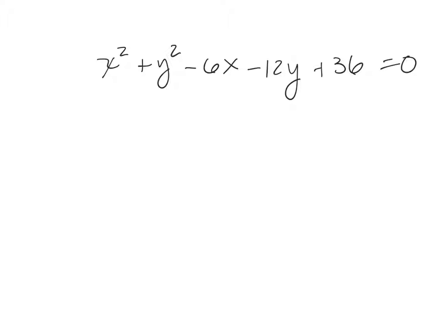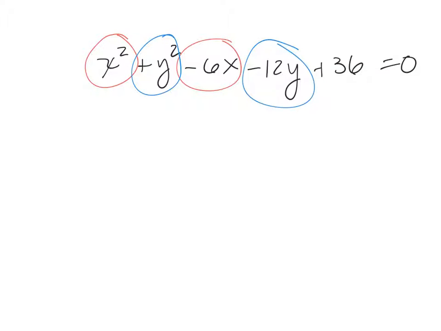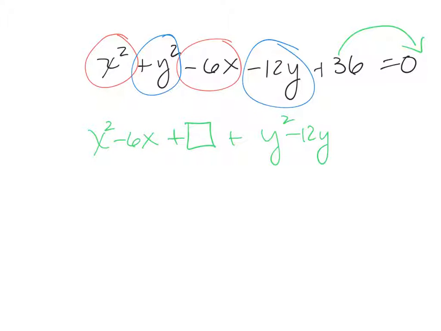So the first thing we're going to do is put all the x's together, all the y's together, and put this plain number on the other side of the equation. So that's x squared minus 6x, plus box, plus y squared minus 12y, plus box, equals negative 36 plus box plus box.